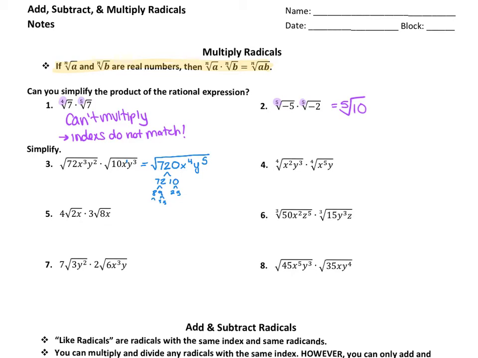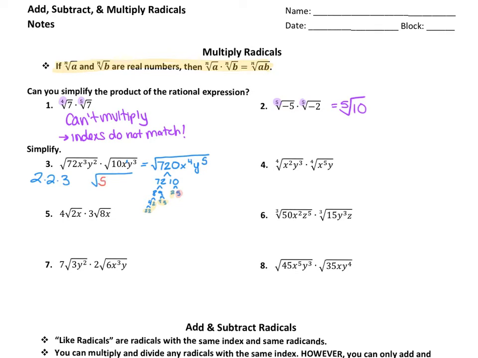3 and 3, 2 and 2. Okay. Now this is a square root, so I'm looking for pairs. I have a pair of 2's, a pair of 3's, and then another pair of 2's. So I'm going to have a 2, a 2, and a 3 on the outside, and then I'm going to have this 5 left on the inside.